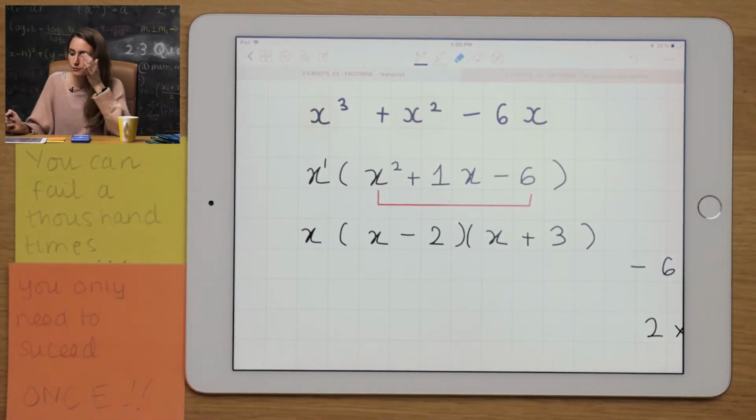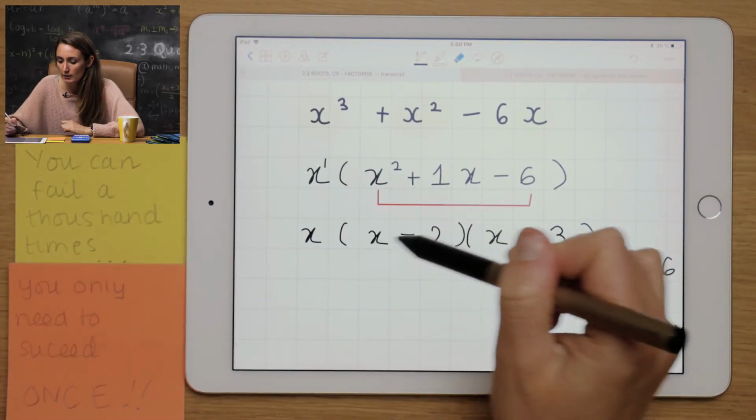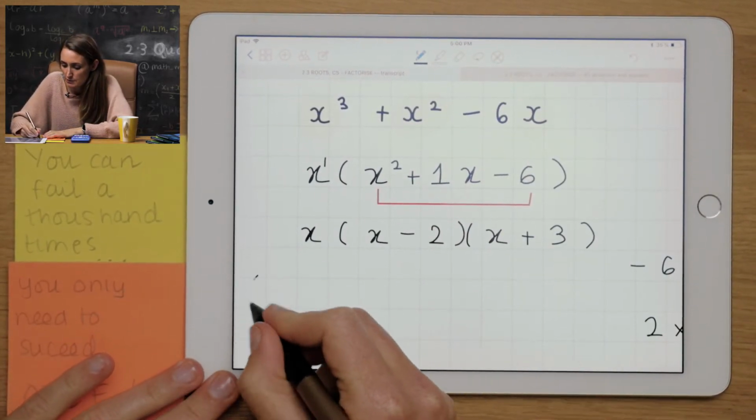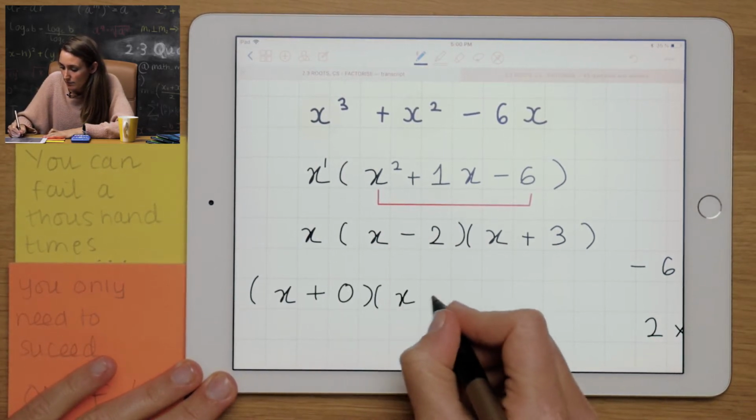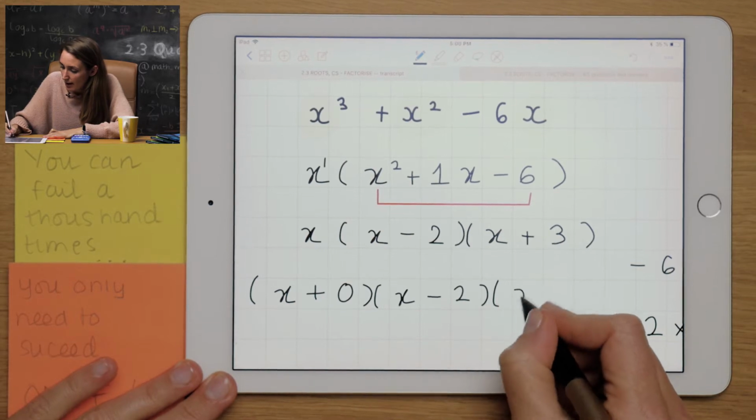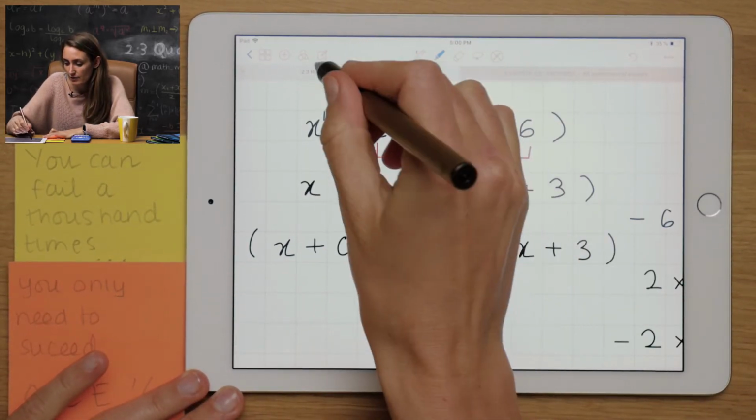So you've got 3 brackets for an x cubed expression. It may look like only 2 brackets, but you could also, I suppose, write this one like x plus 0, x minus 2, x plus 3. Now, that's the factorized version here.